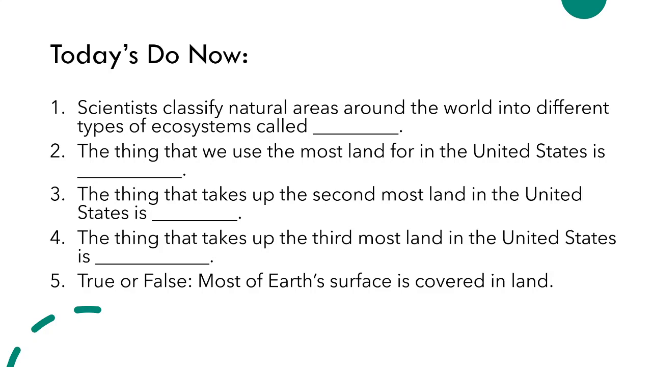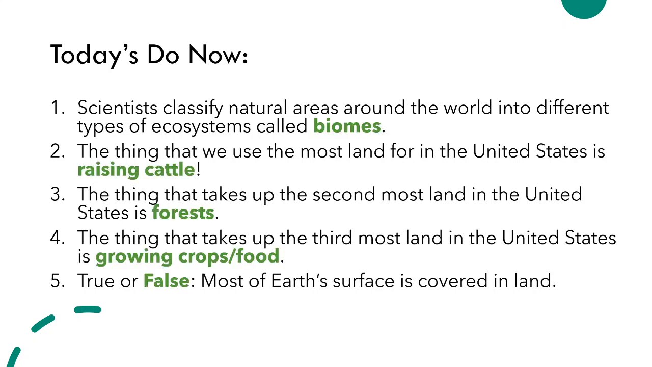Alright, now assume that you have completed that. Let's see some answers. Refresh those brains, get them warmed up for today's new material. Number 1. Scientists classify natural areas around the world into different types of ecosystems called biomes. We learned that word all the way back in Unit 2, and now it's coming back again right now.